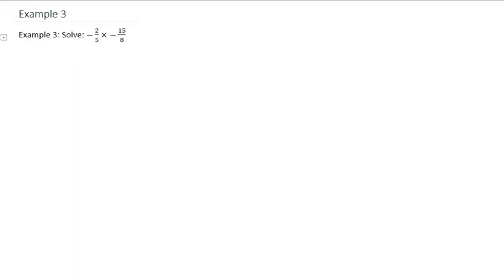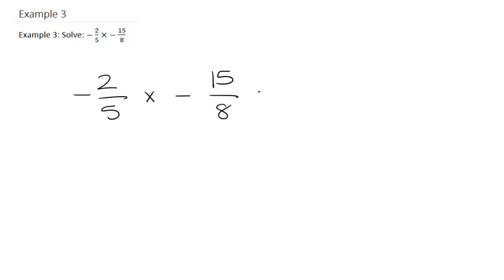Example 3. Solve the following. Here we see we have negative 2/5 times negative 15 over 8. You see we're multiplying two negative numbers together. That means our solution is going to be positive, because anytime you multiply or divide two negative numbers, we get a positive number in the solution. So we have negative 2 over 5 times negative 15 over 8. So we have a positive solution now.